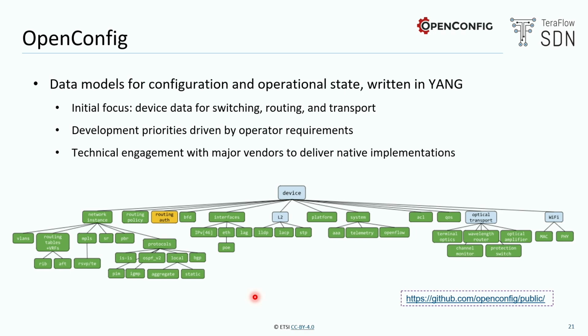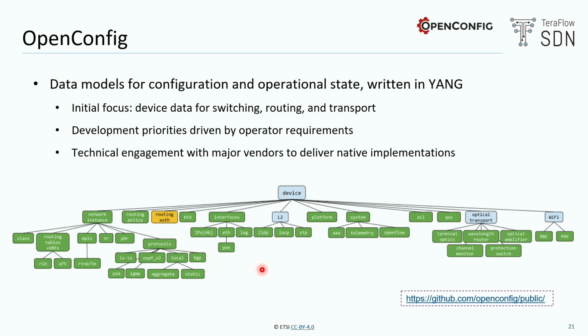OpenConfig. OpenConfig is a data model that is used both for configuration and for retrieving telemetry data from the network devices. Okay, it's huge. Again, it contains a lot of modules. It's written based on the Yang language, and we will not go through all of them.